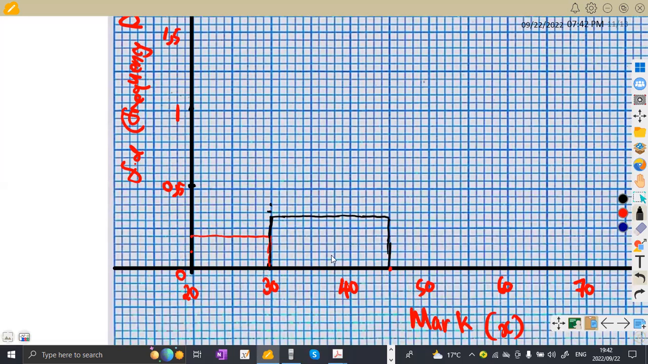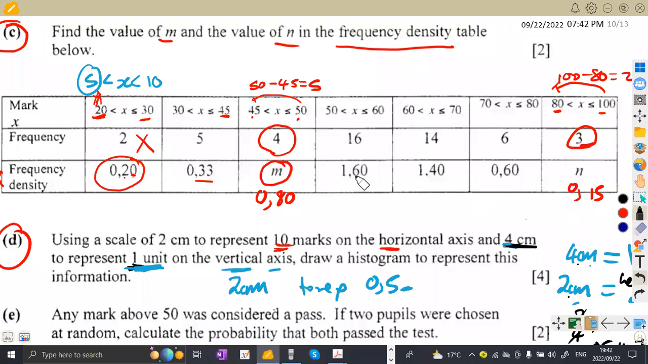All right, so in 30 to 45 the bars, my classes, are joined together. So at the end, these bars will be joined together. That is the idea there. All right, then we move on.